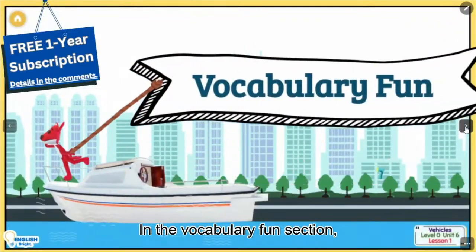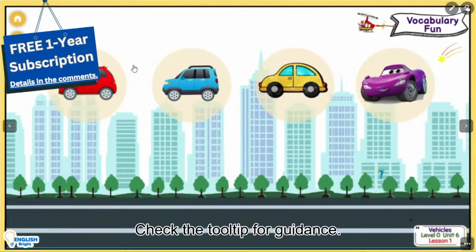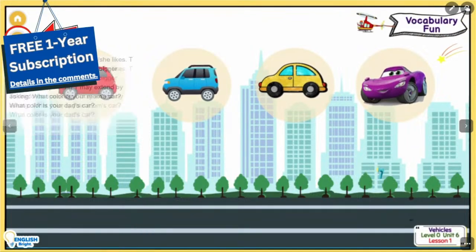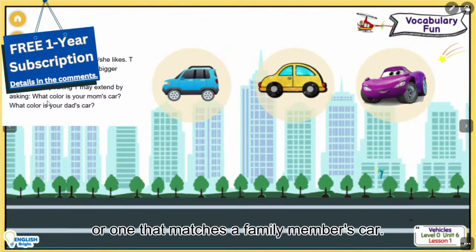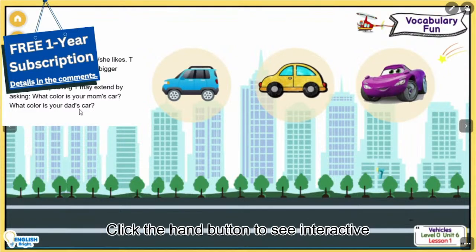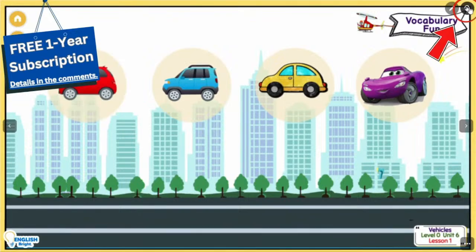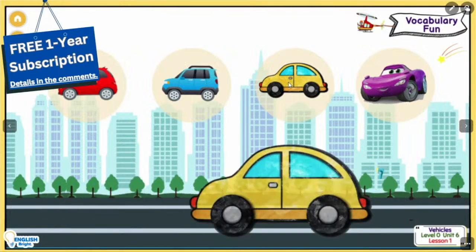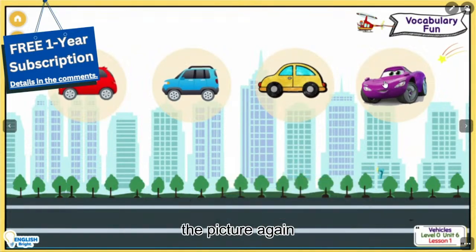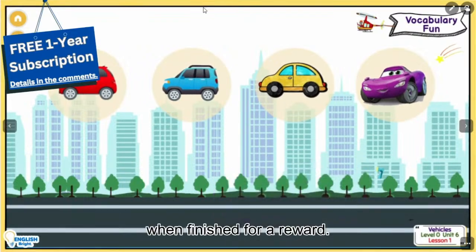In the vocabulary fun section, check the tooltip for guidance. The student can choose the color of a car they like or one that matches a family member's car. Click the hand button to see interactive elements and select, for example, the red car. If the student wants a different color, click on that one too. Remember to hide selected items by clicking the picture again to prevent overlap. Click the star when finished for a reward.